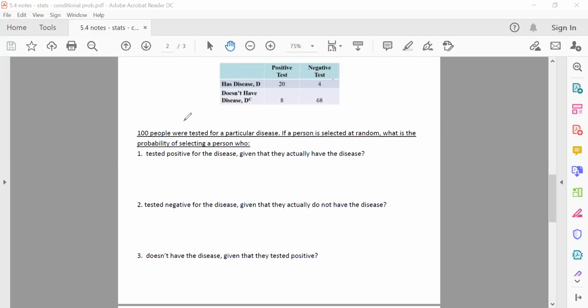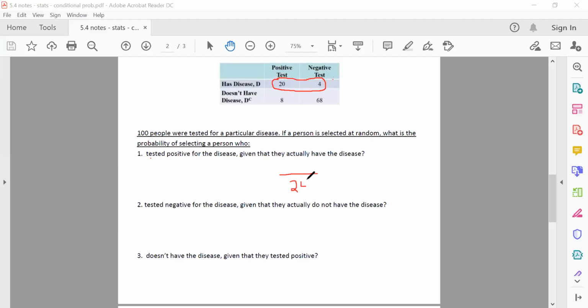So 100 total people were tested for a particular disease. If a person is selected at random, what is the probability of selecting a person who tested positive for the disease, given that they actually have the disease? So we're given that they have the disease. So we are focusing in on this row. This is the row of people who have the disease. Given that they actually have the disease, that means the denominator is going to be 24, the total number of people who have the disease.